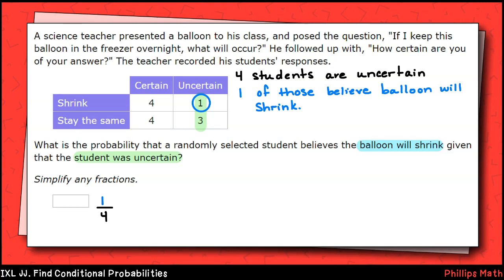Let's try another one. It says, what is the probability that a randomly selected student believes that the balloon will shrink given that the student was uncertain? Once again, I'm going to find that condition of being uncertain, and I'm going to highlight it green. That's this column right here, which is a total of 4 students who are uncertain. Now, among those students who are uncertain, only one of them believes that the balloon is going to shrink. So that's a probability of 1 out of 4.